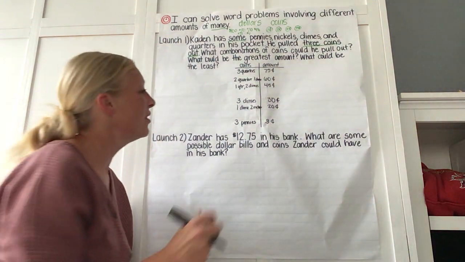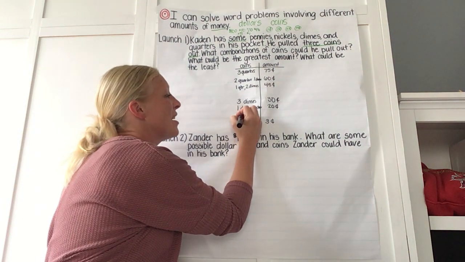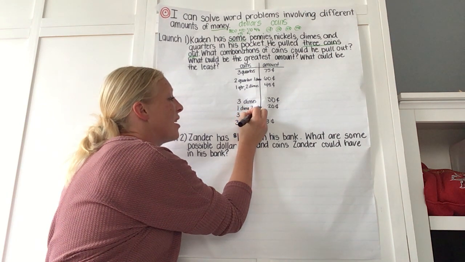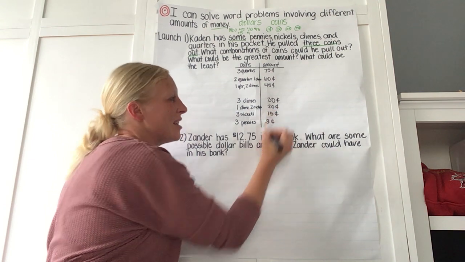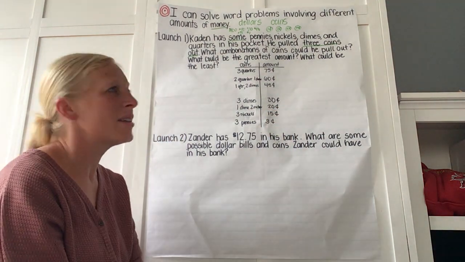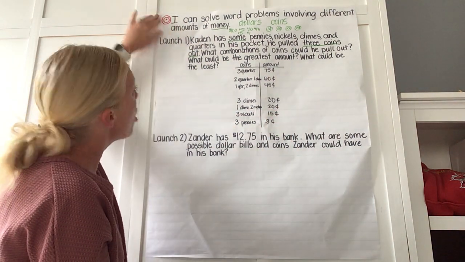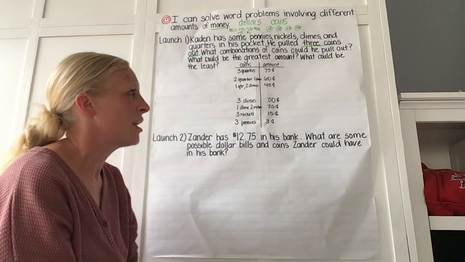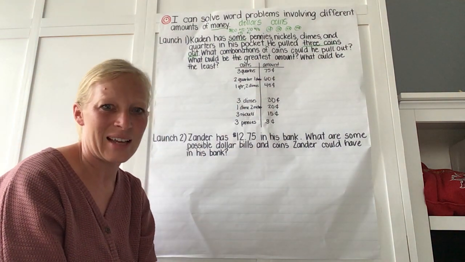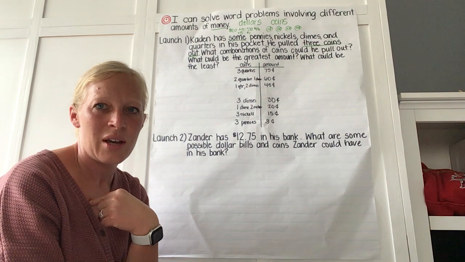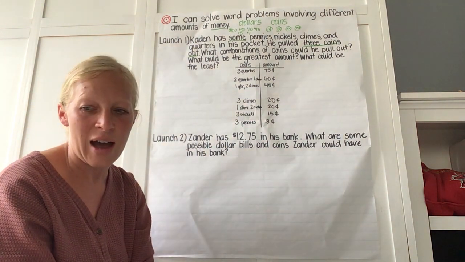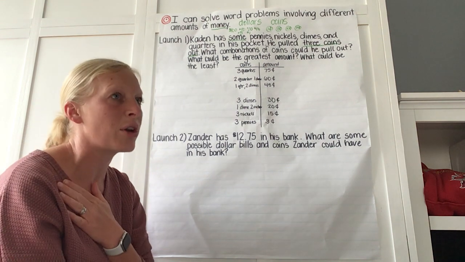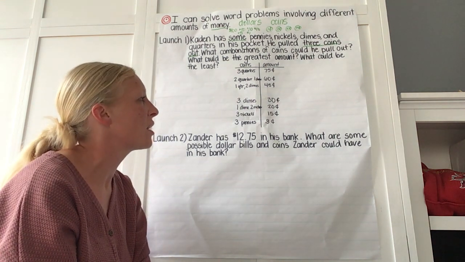Ooh, what'd you have? 3 nickels. And how much is 3 nickels worth? 15 cents. All right, what is a combination that is more than 30 cents but less than 45 cents? Does anybody have one of those? What would fit in this spot right here?